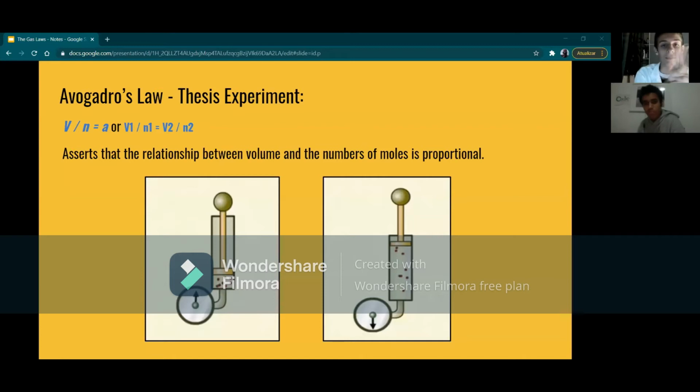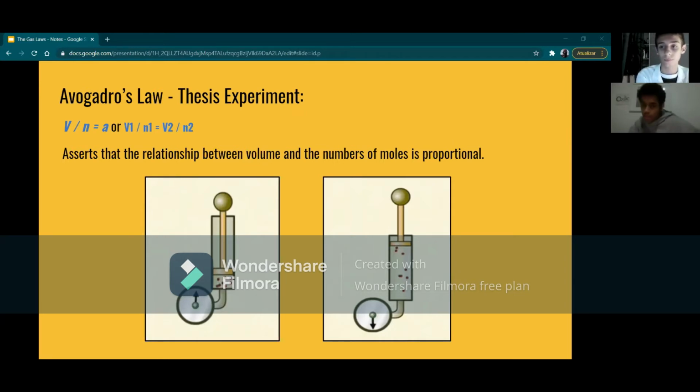So now we go on with Avogadro's law. Avogadro's law asserts that the relationship between volume and the number of moles is proportional. This implies that there is a ratio between the number of moles and the volume, meaning that when the amount of particles inside a container increases, to keep the pressure the same, the volume must increase. The opposite would happen if the amount of particles decrease.